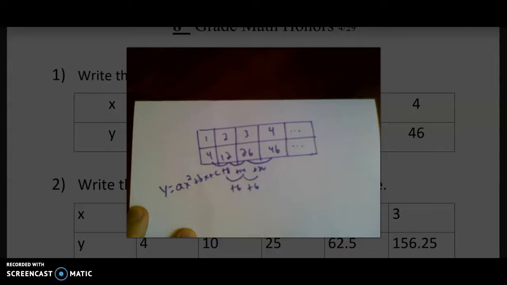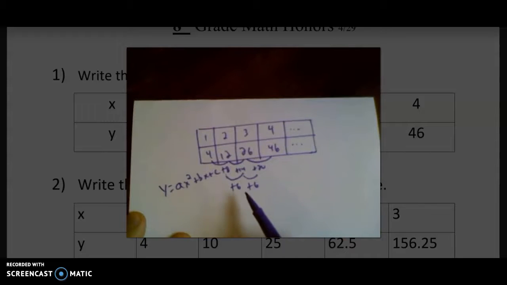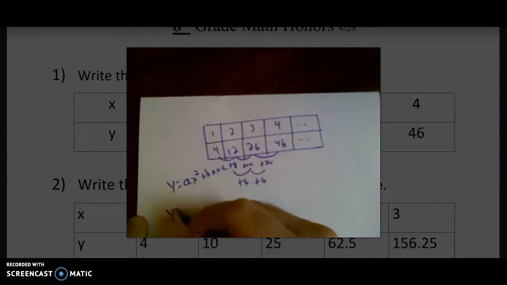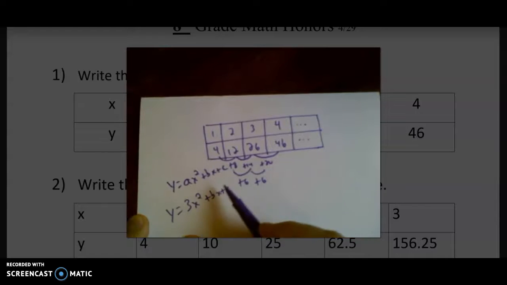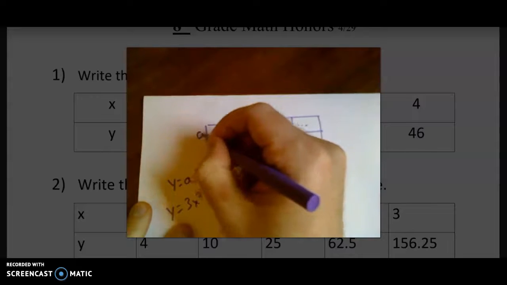So to write the equation, one thing is to realize that we take half of the second difference, and that's the value of a. So half of 6 is 3, which means we have 3x squared plus bx plus c. The next thing to find usually is the y-intercept, and that's when x is equal to 0.